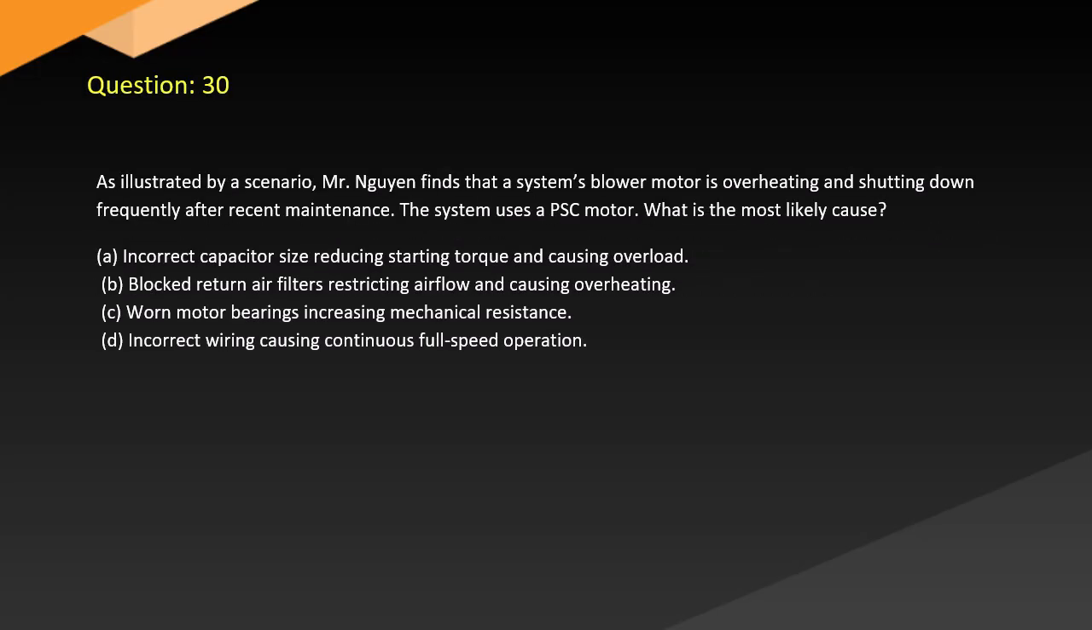Question 30. This is illustrated by a scenario. Easton Ewan finds that a system's blower motor is overheating and shutting down frequently after recent maintenance. The system uses a PSC motor. What is the most likely cause? A. Incorrect capacitor size reducing starting torque and causing overload. B. Blocked return air filters restricting airflow and causing overheating. C. Worn motor bearings increasing mechanical resistance. D. Incorrect wiring causing continuous full-speed operation.